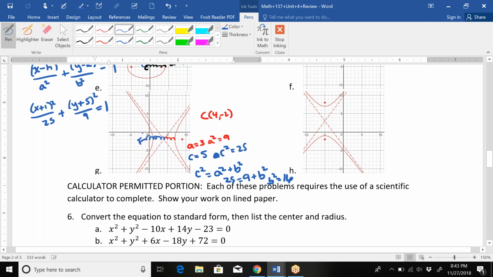Because this is in the direction of left, right, it means the x's are coming first. If you're going up, down on your hyperbola, the y's go first. So this is (x minus h) squared over a squared, and a squared is always the first denominator in a hyperbola, and then minus (y minus k) squared over b squared equals 1. So my formula is going to be (x minus 4) squared over my a squared, which was 9, minus (y minus negative 2, so y plus 2) squared over my b squared, which was 16, equals 1. Okay, so that is those.